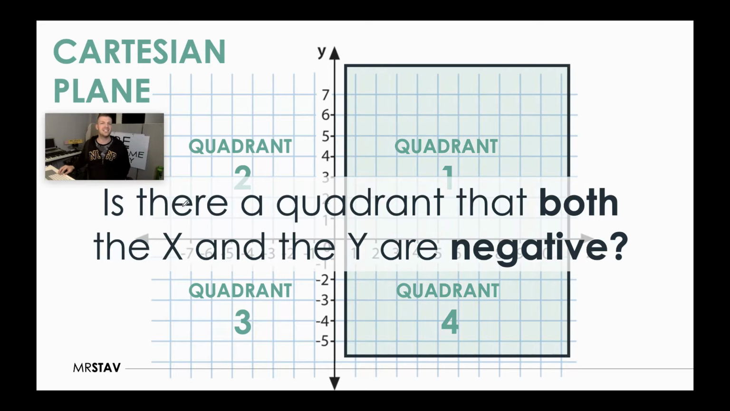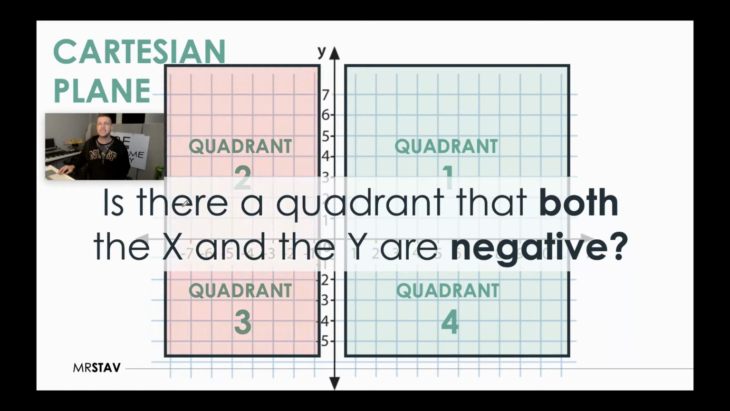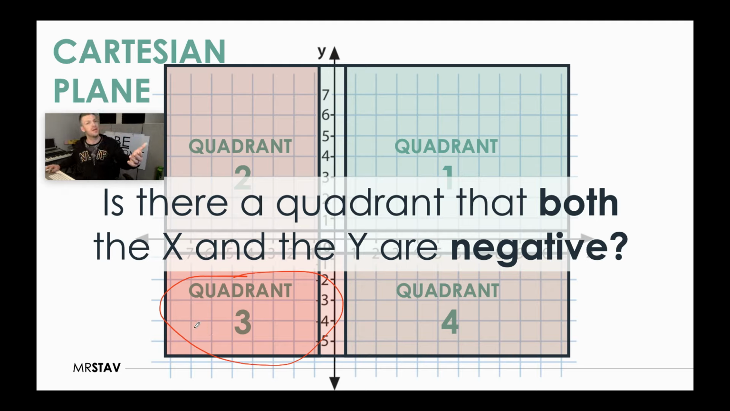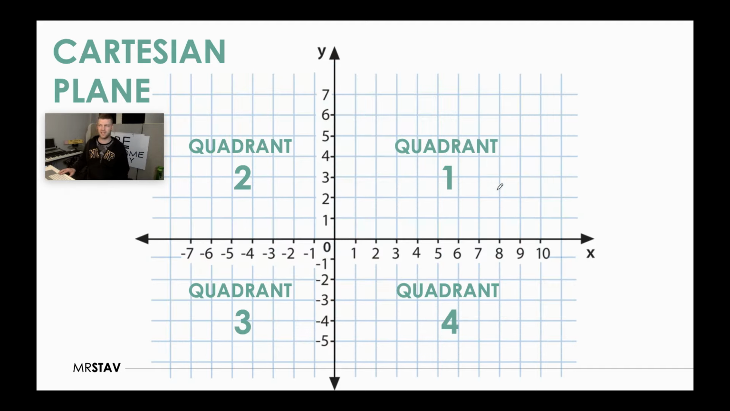Yes, there is. The only one that is a double red is quadrant 3. The most red one is this one. In the x-axis, this is the negative, and in the y-axis, these are negatives. And the opposite question would be: is there a quadrant where both x and y are positive? Your answer is quadrant 1. They're both positive.